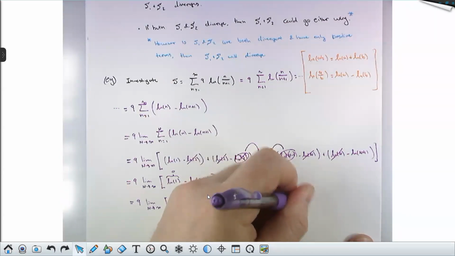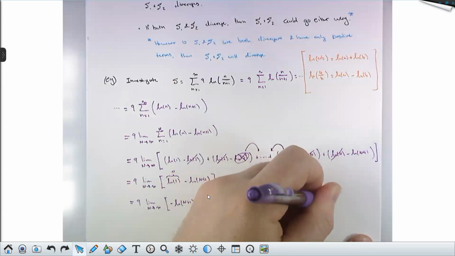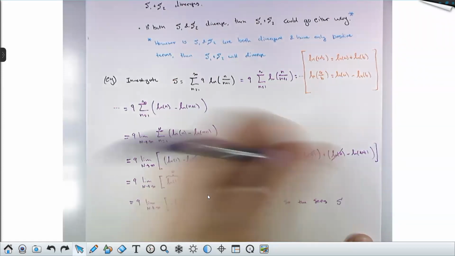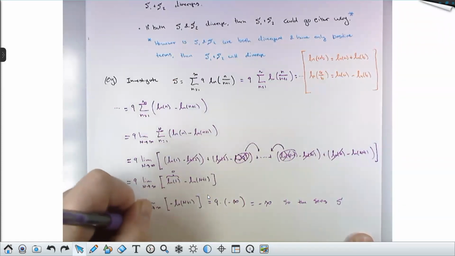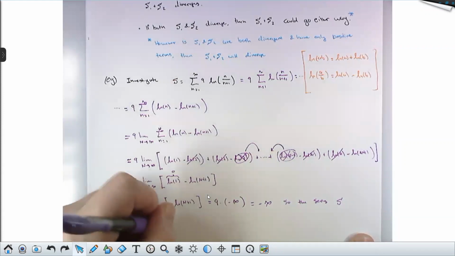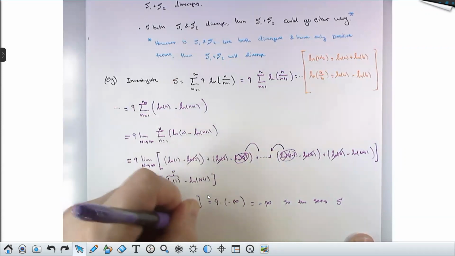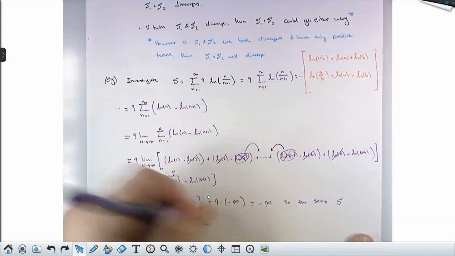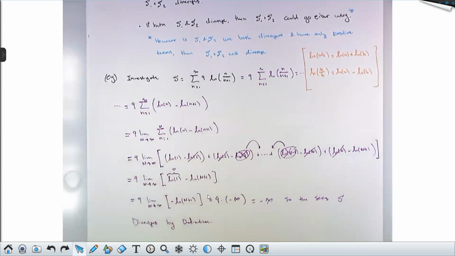So the series S diverges by definition, right? The series is by definition the limit of the sequence of partial sums. And we showed that those partial sums go off to negative infinity.